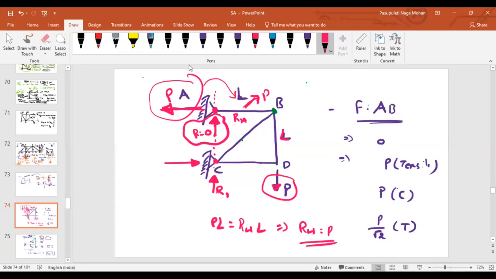If you don't know the reaction here is 0, then it will be difficult for you to solve this very easily. Then what is the other way? Just like you have discussed, first you have to take the method of joints at this joint and then go for this joint. Otherwise, you have to go for the method of sections. So we have discussed 3 types to solve this problem.